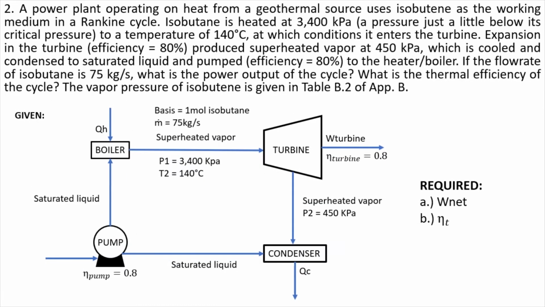Question number 2. The given for this problem is an isobutane heated at 3400 kilopascals to a temperature of 140 degrees Celsius and an expansion in the turbine with a turbine efficiency of 0.8, which produces a superheated vapor at 450 kilopascals. The pump efficiency is 0.8. The basis is 1 mole isobutane with a mass flow rate of 75 kilograms per second. Required is the net work and the thermal efficiency of the cycle.